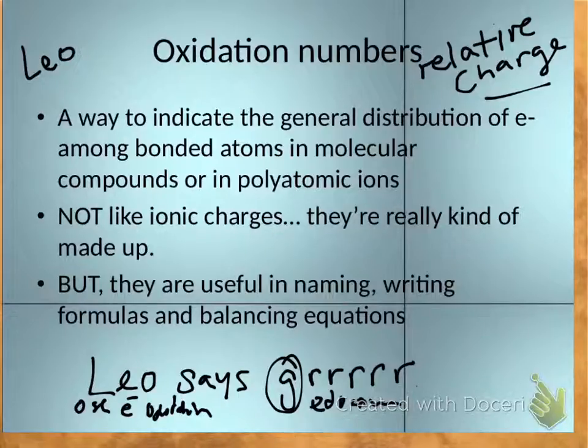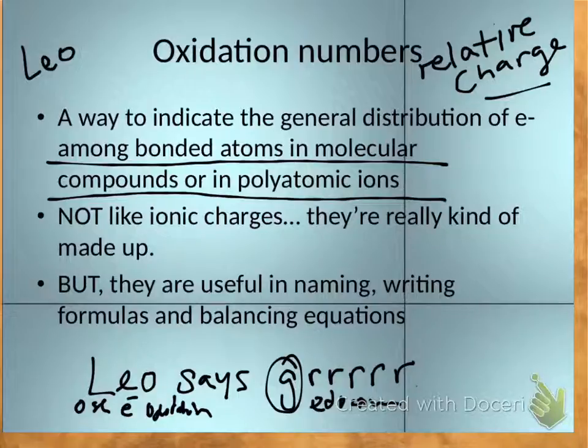When we're talking about relative charge, we're talking about how this element has gained or lost electrons relative to the things around it. So this is a way to indicate general distribution of electrons. It's only in bonded atoms. And it's only in molecular compounds or polyatomic ions because no electrons have really traded place here. Okay? No electrons have actually traded place. Nobody's actually given up an electron. Nobody's actually gained one. Where in an ionic compound, we're talking about something that actually completely lost an electron or completely gained a new one. Here, this really comes down to more like electronegativity. You know, who's holding those electrons more tightly?